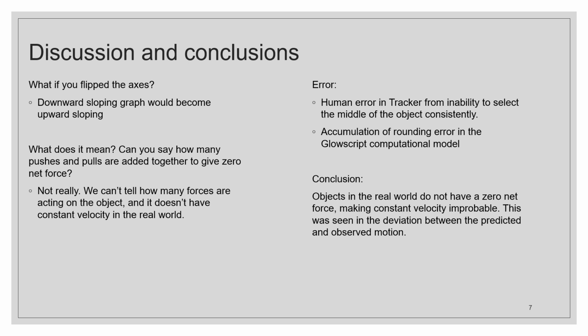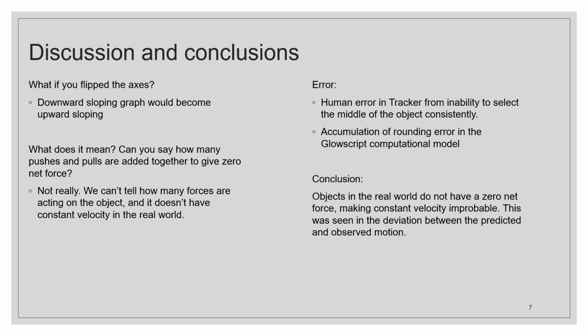For the what if and what does it mean questions, if you flip the axes so that positive x and negative x were flipped, the downward sloping graph would become upward sloping. This would be the only difference. For the second question, no, we cannot really say how many pushes and pulls are added together to give 0 net force because we do not know exactly how many forces are acting on the object nor what they all might be. They're too complicated to say. Some of them likely include the gravitational force and the air resistance and friction that act in the opposite direction of the object's motion.